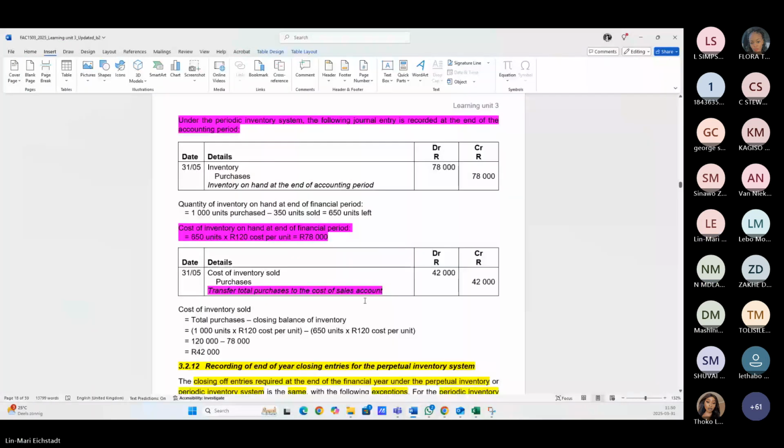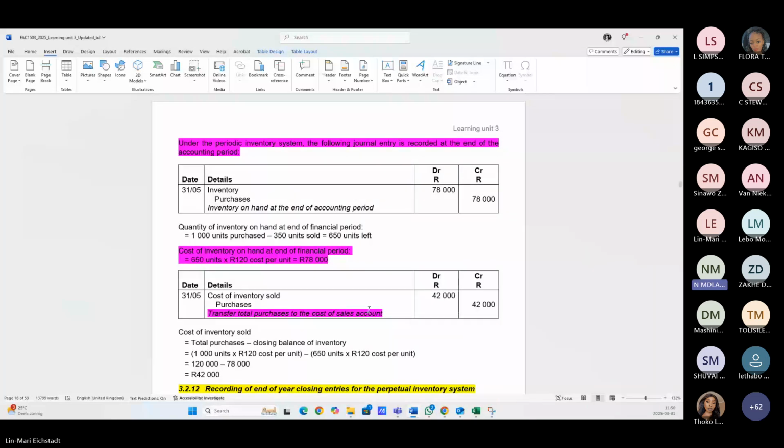I'm just saying the purchases in this case, the total purchases being put under the cost of sales, have not been put on the cost of sales. They've been split. The purchases still on hand are now put into the inventory account, and the purchases that have been sold off are now in our cost of inventory sold. Okay, yes, I think I understand what you're getting at.